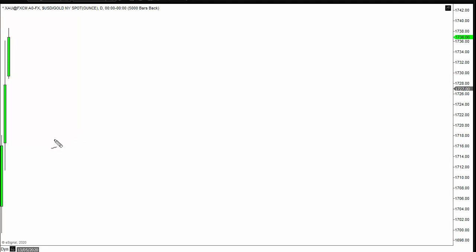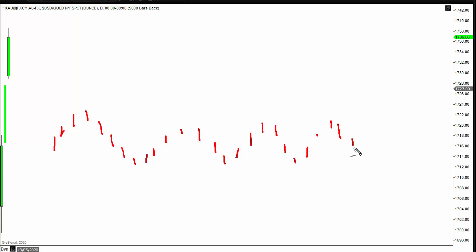So let's say price is coming down to a support zone. So it finds support down here, and then it comes down again, and it bounces, and it comes down again, and it bounces, and it comes down again. And so you get 3 or 4 goes at a level in a row.